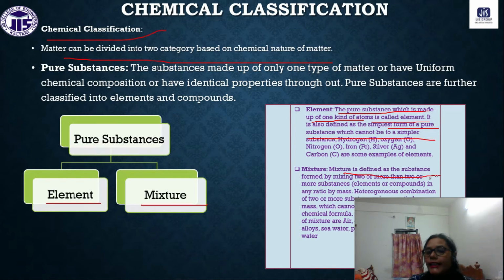And a mixture is defined as a substance that is formed by mixing two or more substances, like hydrogen plus oxygen, which will form water. So that is obviously a mixture. Next, iron plus oxygen will form iron oxide, so obviously this is a mixture of compounds. These are the two divisions of matter based on chemical nature. Pure substances are made up of only one type of matter, have uniform chemical composition, and have identical properties throughout. Pure substances are classified into two, element and mixture. Already I have told you.